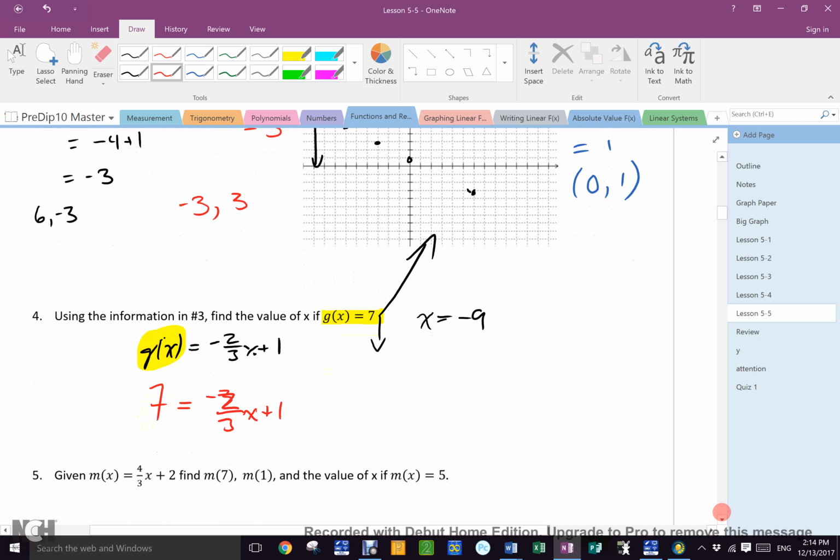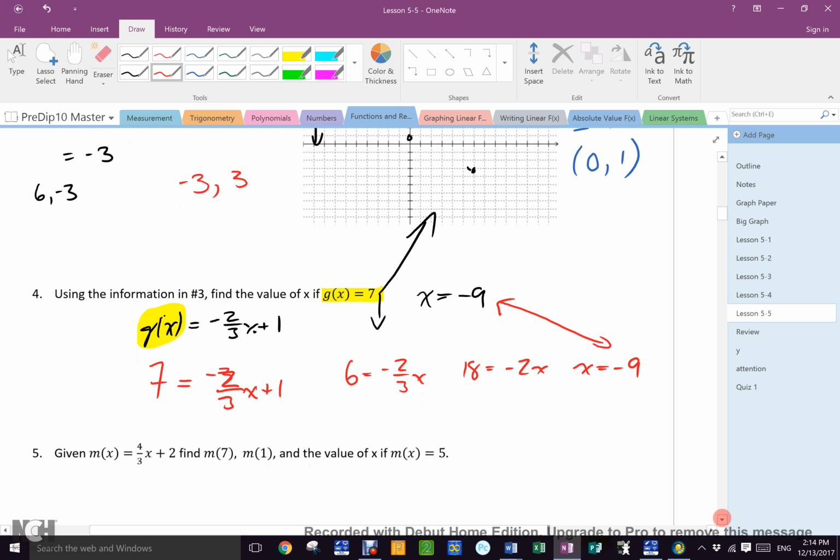And then we solve it. 6 equals -2/3 x. 18 equals -2x. X equals -9. And you can see, you can find your answers both graphically and algebraically. Everybody with me? Yes. Sweet.